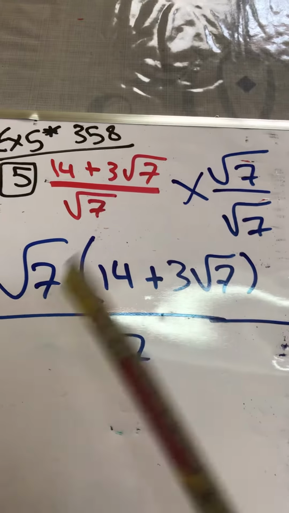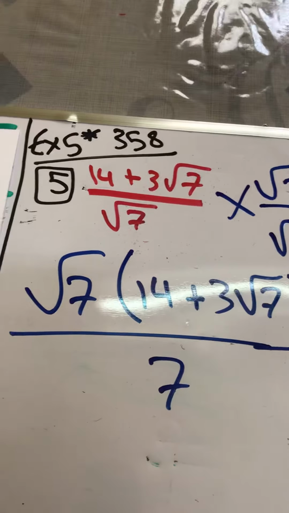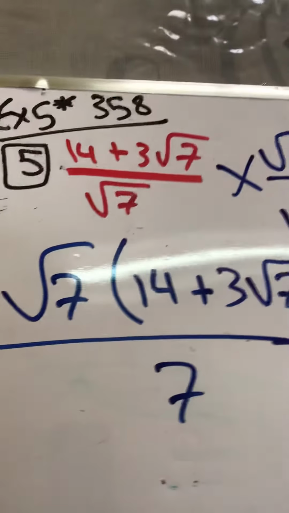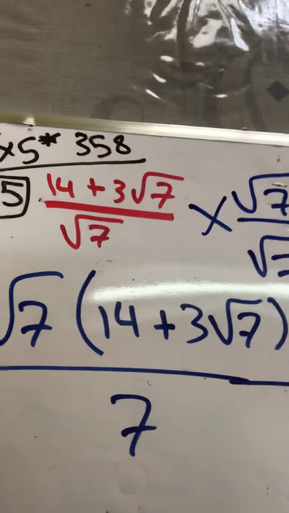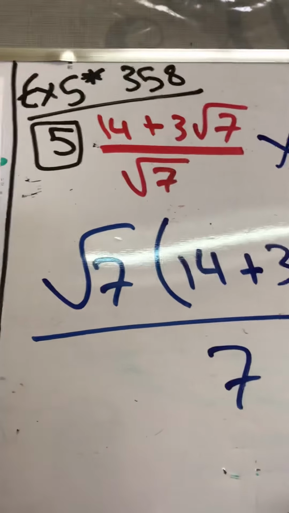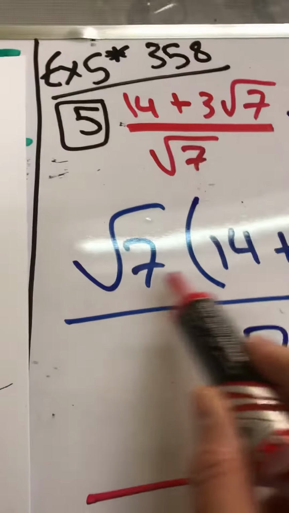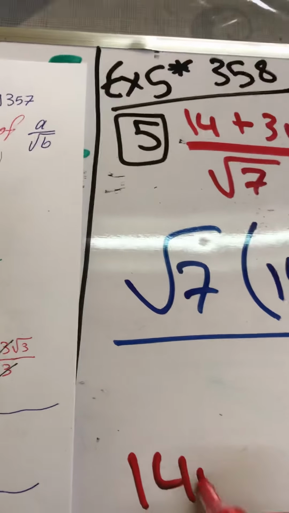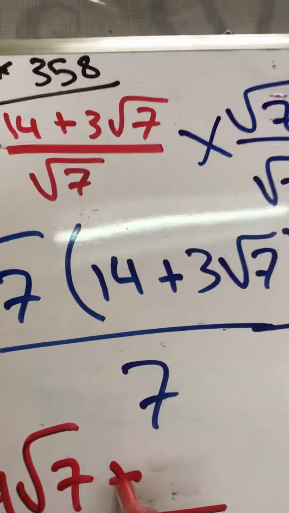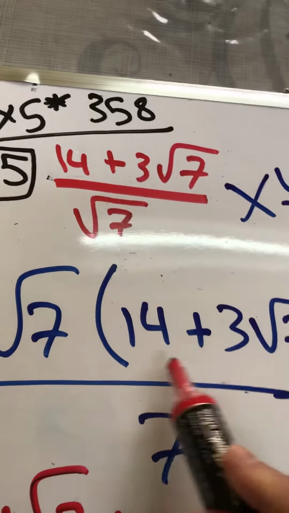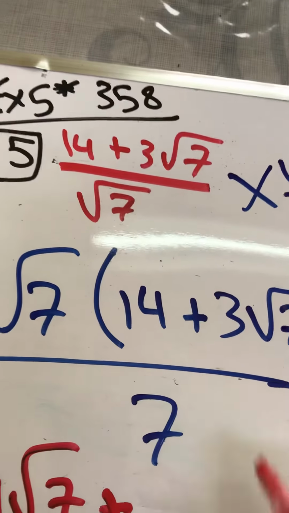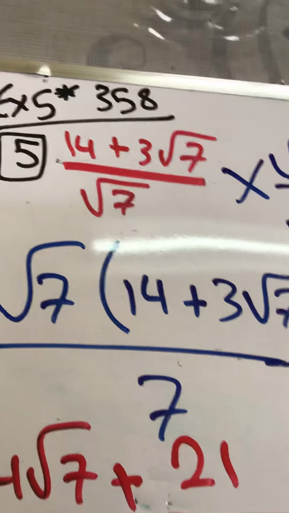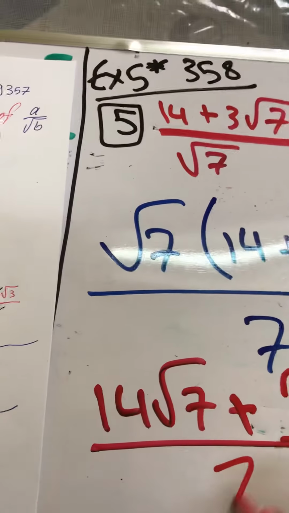Okay, now let's distribute what I have up. I'll distribute square root of 7 times 14, 14 square root of 7, plus square root of 7 times 3 times the square root of 7. So it will be 3 multiply 7 equal 21. Okay, like this, and down still 7.